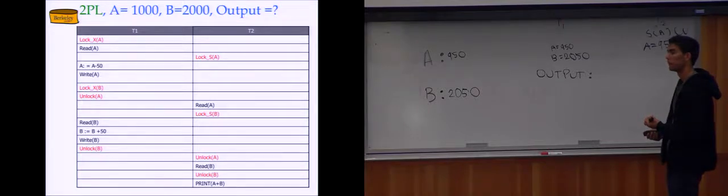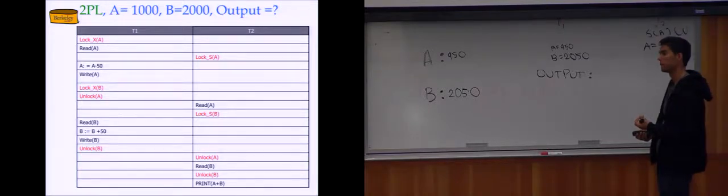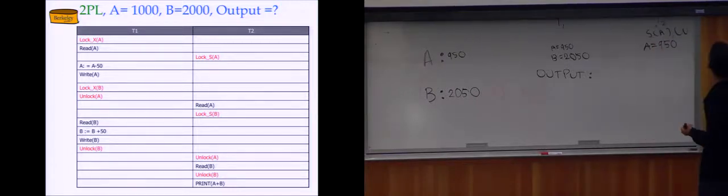Did T2 do anything of interest before T1? T2 actually didn't do anything at all. It managed to read A, but A was already all good by the time it read it, right? So the serial schedule this will be equivalent to is clearly T1 goes first, T2 goes second.